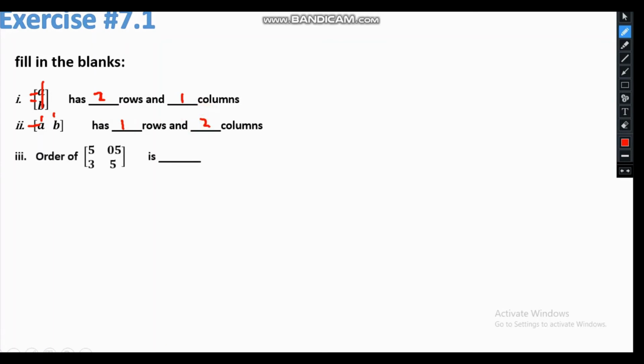Now question 3. Order of the matrix 5 0, 5 3 5 is dash. Here we can write 5 0 5 is the first row and 3 5 is the second row. So we can write here 2 rows multiply 2 columns. So it is a square matrix, a 2 rows and 2 columns matrix. So the order of this matrix is 2 by 2.